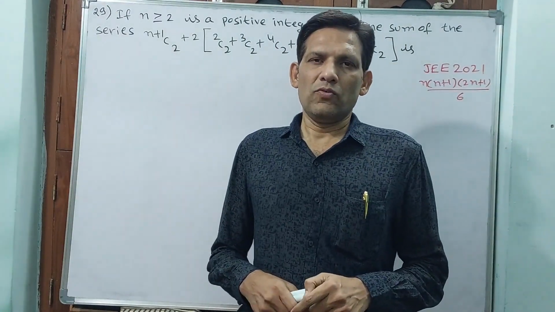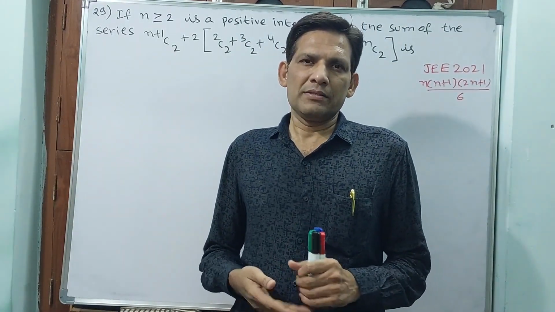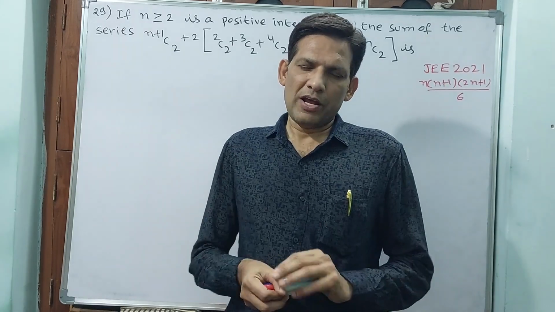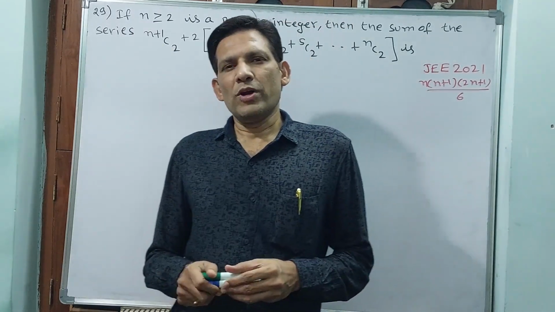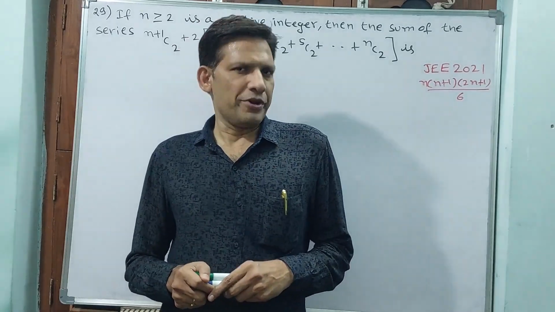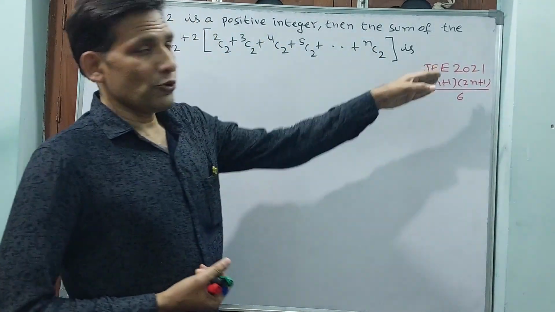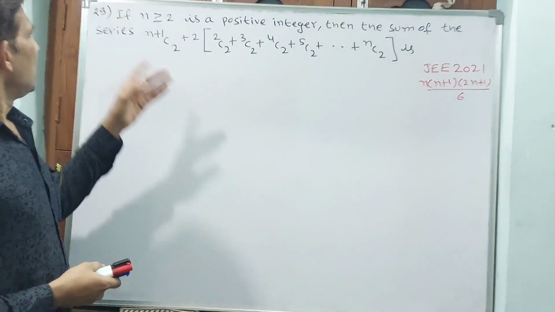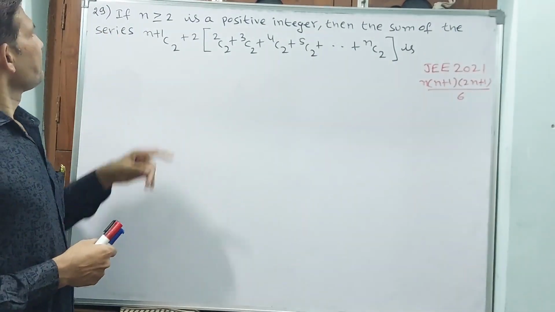Dear students, we are in JEE Mathematics and we are in the chapter of Binomial Theorem. Today we are going to solve all 4 questions from 2021. Okay? 2021 questions we are going to solve, and the serial number is 29.